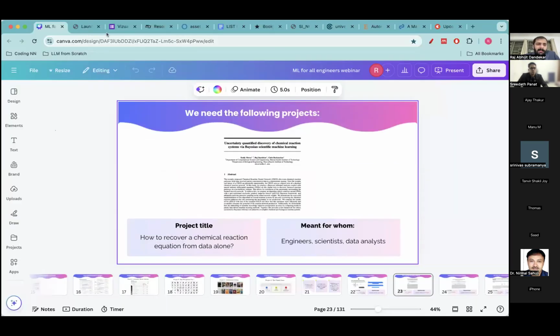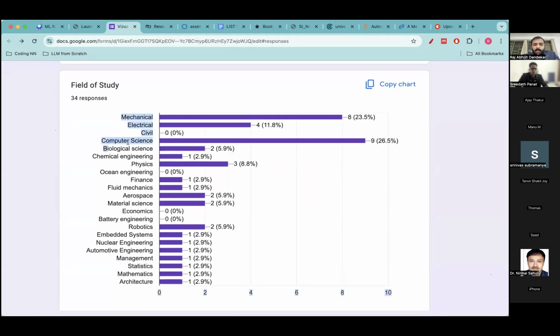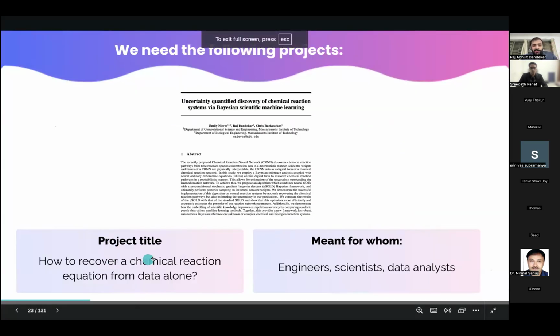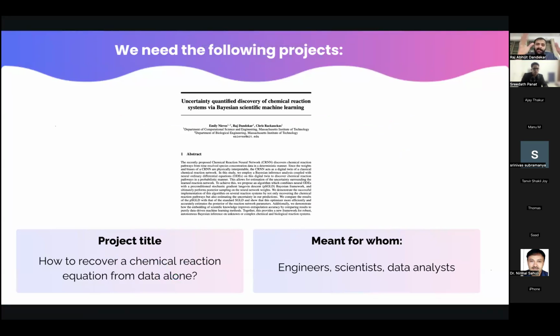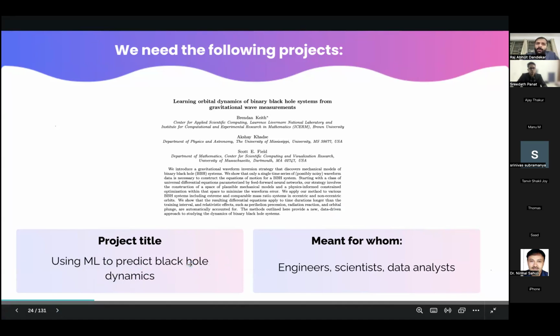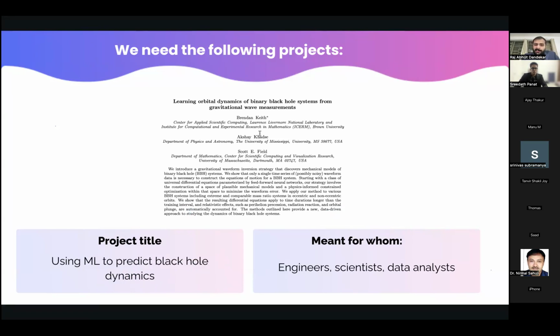Then imagine if you are a chemical engineer, or let's say if you are one of the biological scientists or chemical engineering student in this webinar. What if you do a project which recovers a chemical reaction equation from the data alone using machine learning? So if you have a chemical reaction equation data, what if you could recover the equation using machine learning? Now that's an impactful project which you will not find anywhere probably. If you are a physics student, let's say, what if you use machine learning or a physics informed neural network to predict black hole dynamics? As a physics student, why would you do a digit recognition project, right? It does not make too much sense. It's not even impactful. But if you integrate machine learning with gravitational waves, let's say, then this project is impactful. This project is highly impactful, in fact.